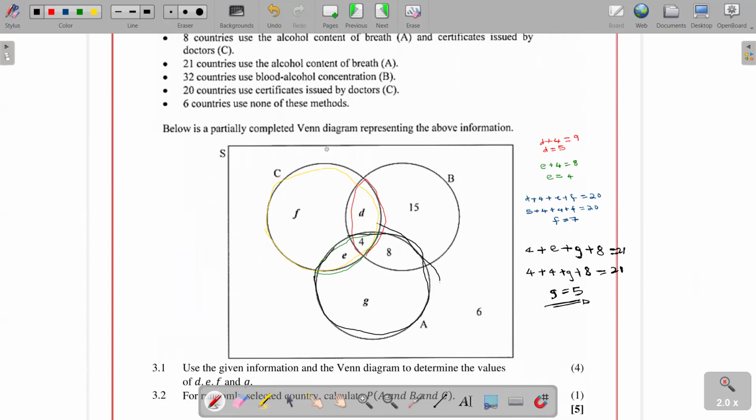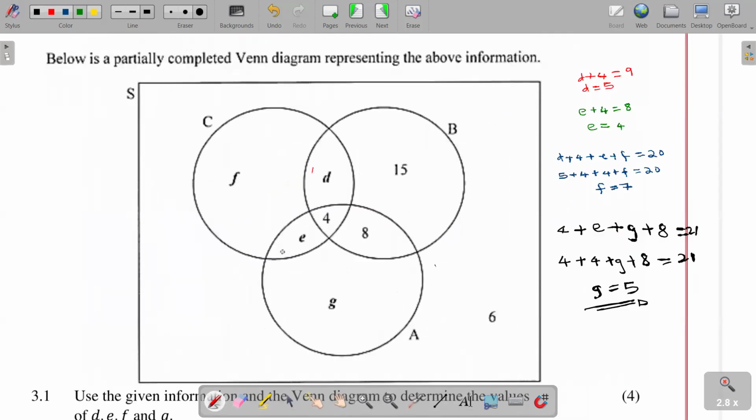So based on our calculations, we would realize the answers that we got here. We found that our D here is equal to 5. Our E here is equal to 4. Then our F here is equal to 7. Then our G here is equal to 5. These are the answers that we obtained.